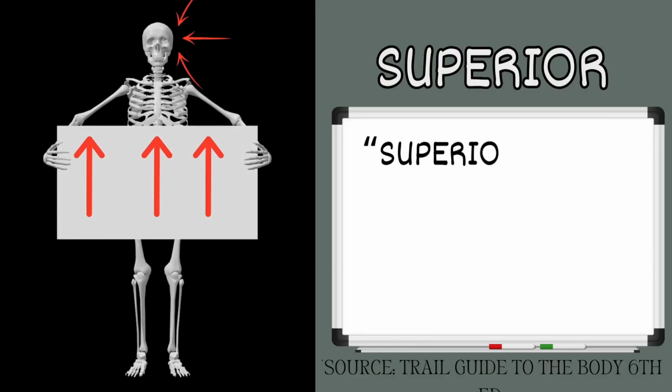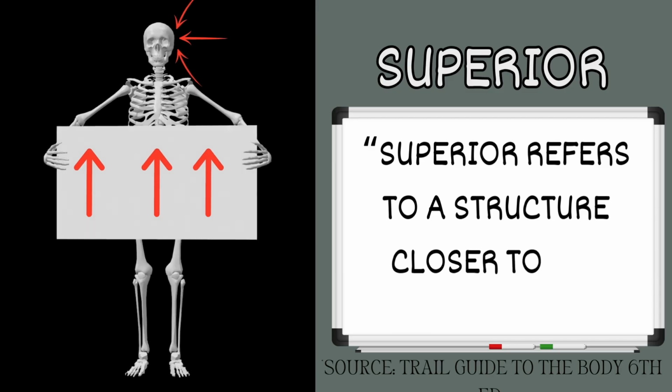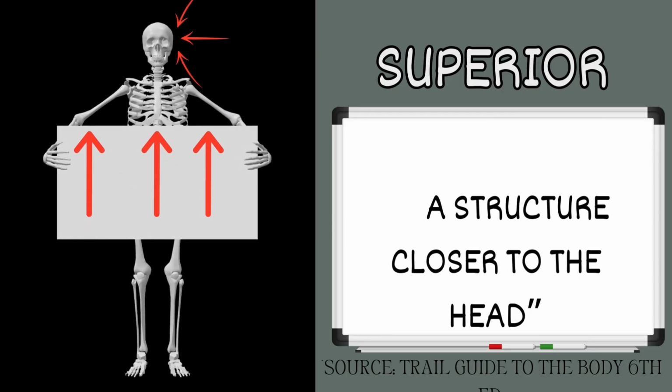The next term we're going to look at is superior. Superior refers to anything that's closer to the top of the body, closer to the head. So superior just means at the top. So obviously your head is superior. Your shoulder blades are superior to your feet. Anything moving up towards your head is considered a superior movement.